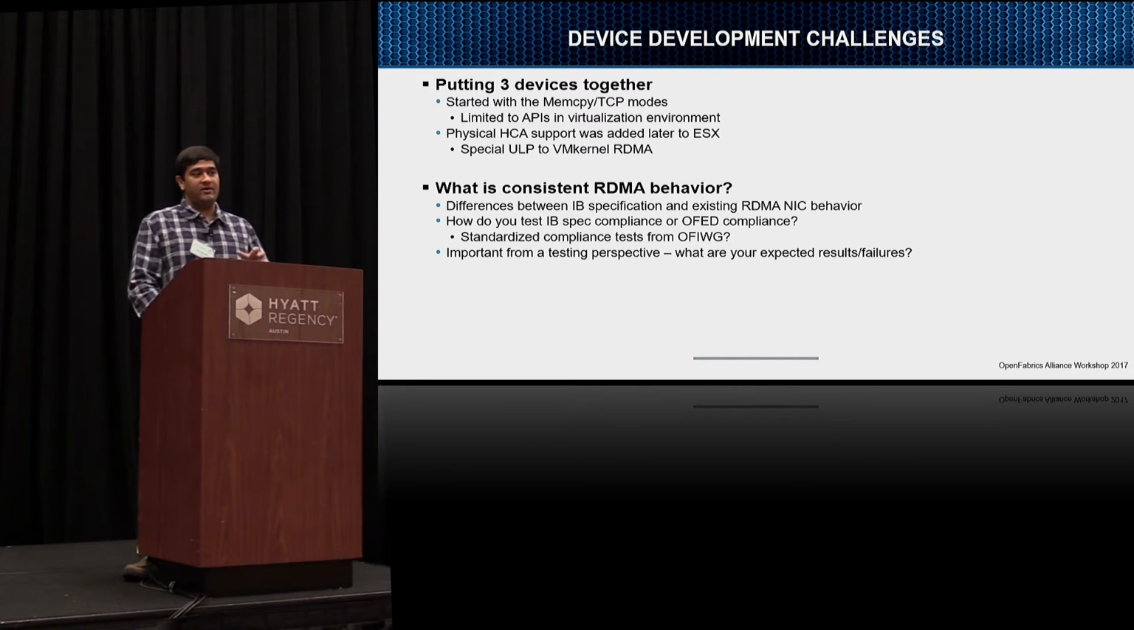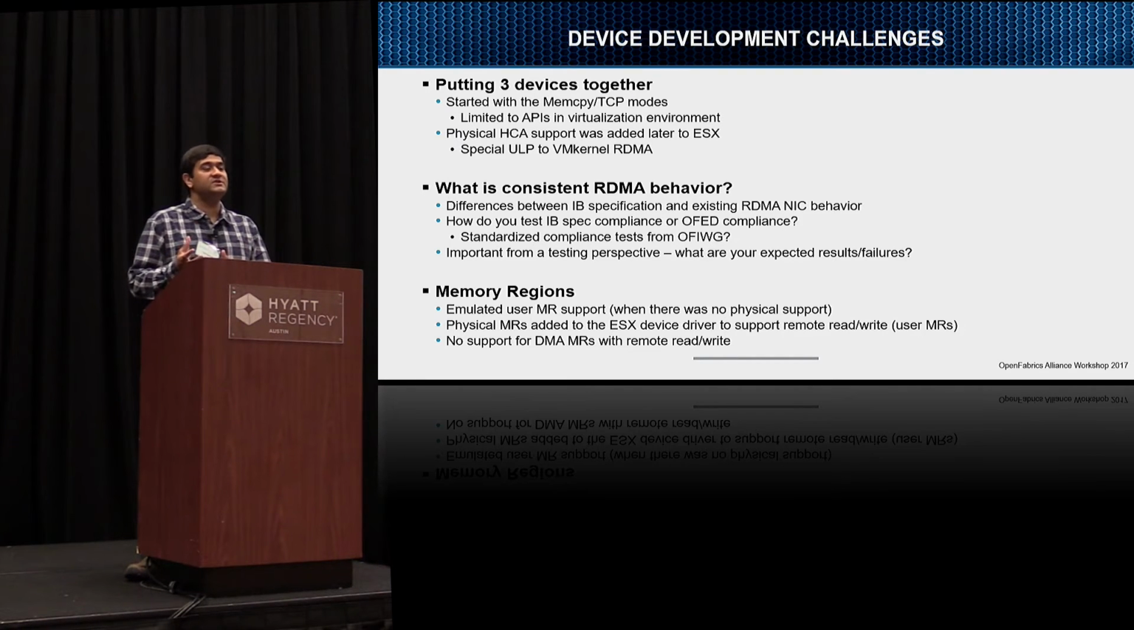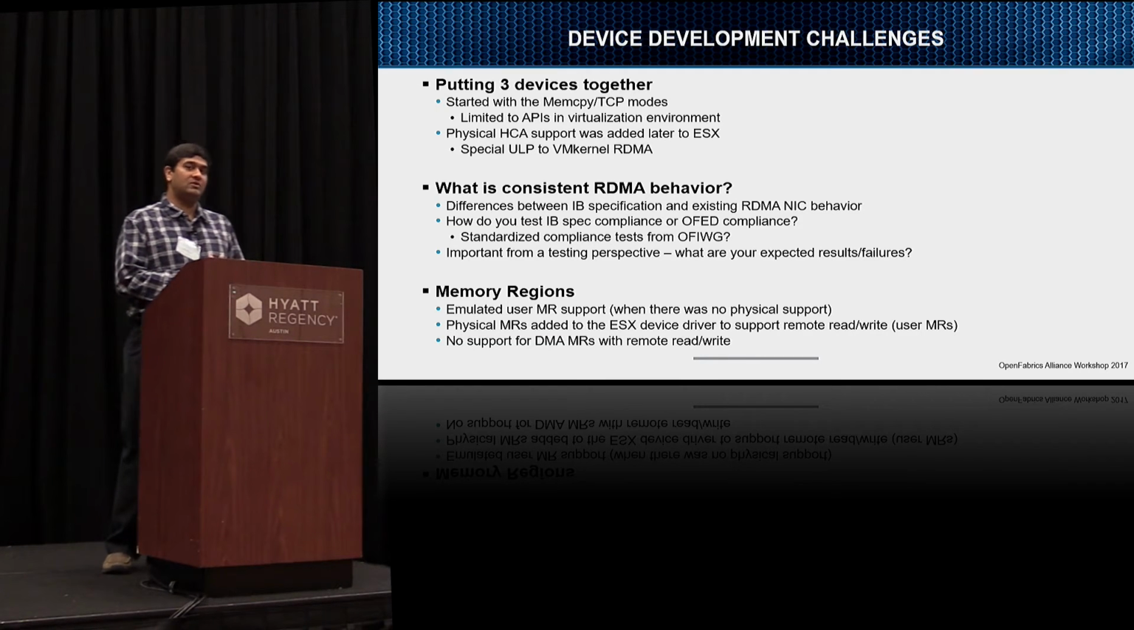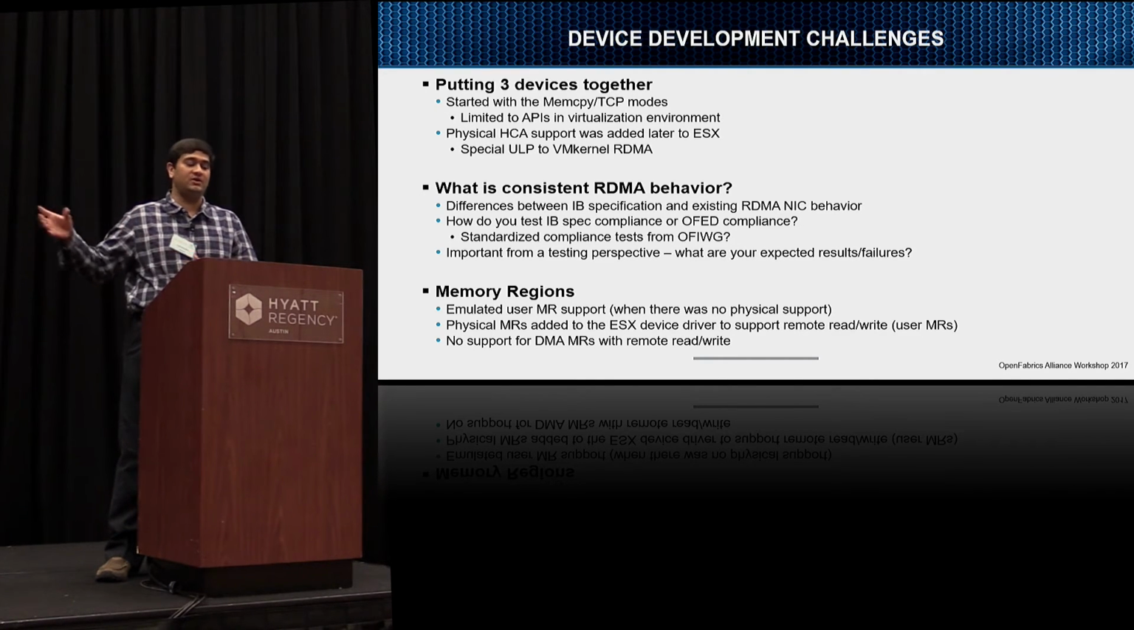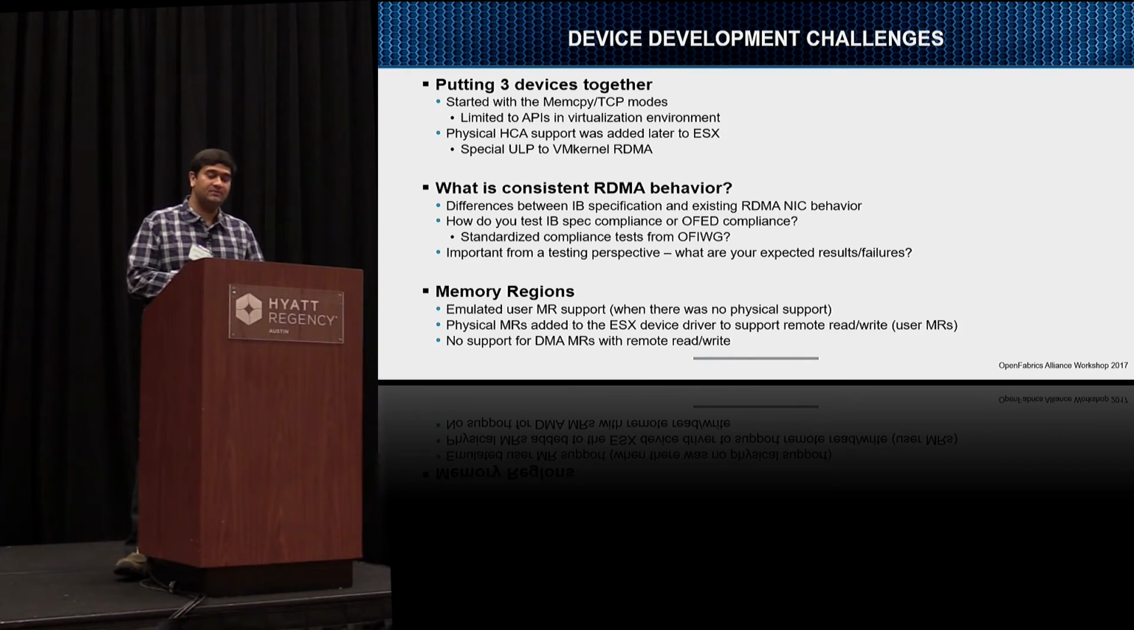Next, I wanted to get into some of the specific challenges that we had, for example, for memory regions itself. Initially, since we didn't have physical HCA support, we were emulating user MRs, or we were just making sure that we map the user MRs correctly in the backend to do the memory copying, or to ensure that we can write out from the guest memory out to the wire if you're using TCP emulation.